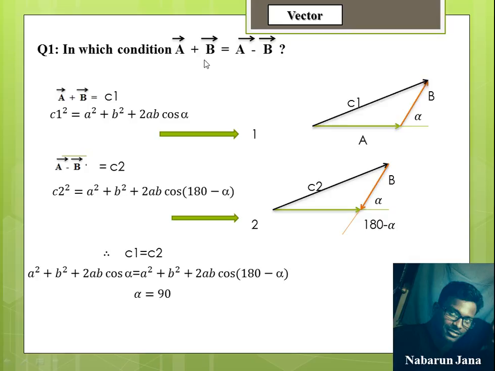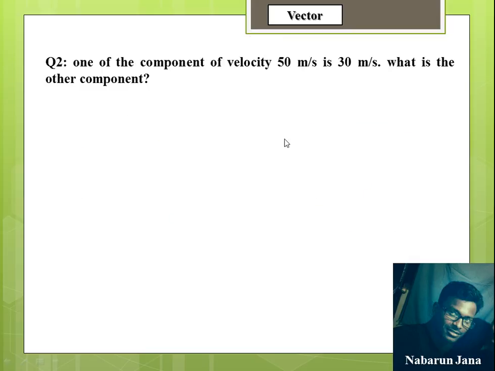According to the question, this one equals this one, so c1 equals c2, and you get alpha equal to 90 degrees. So in which condition is vector a plus vector b equal to vector a minus vector b? The condition is that the angle between them should be 90 degrees. Now, second question.